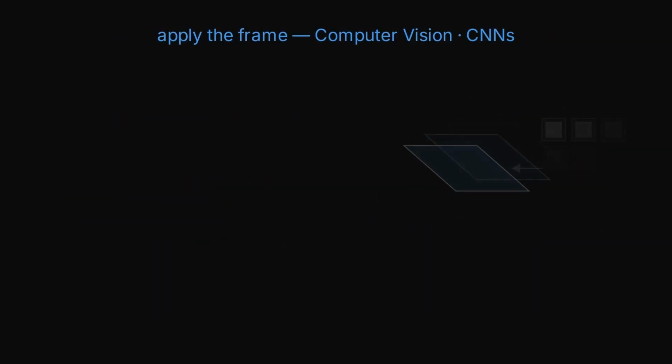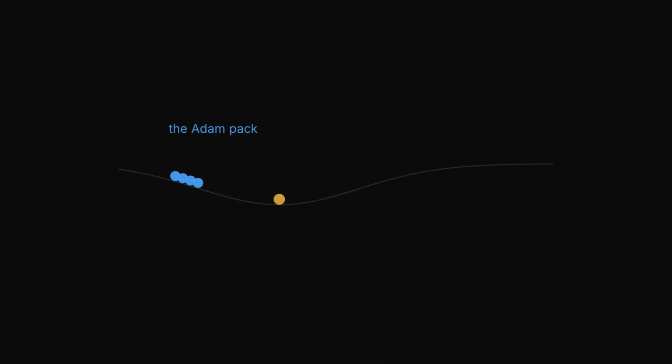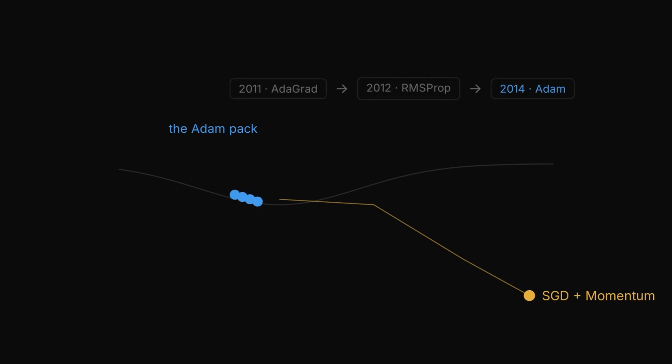Second, computer vision with CNNs. 1. The error is misclassification. 2. What's tuned is the filter weights. 3. The scale is millions of images, but many groups here return to SGD plus momentum, which leads straight into what's next. That Adam line from the top of the video is really the third generation descendant of a 2011 idea. But why do computer vision researchers so often refuse it?